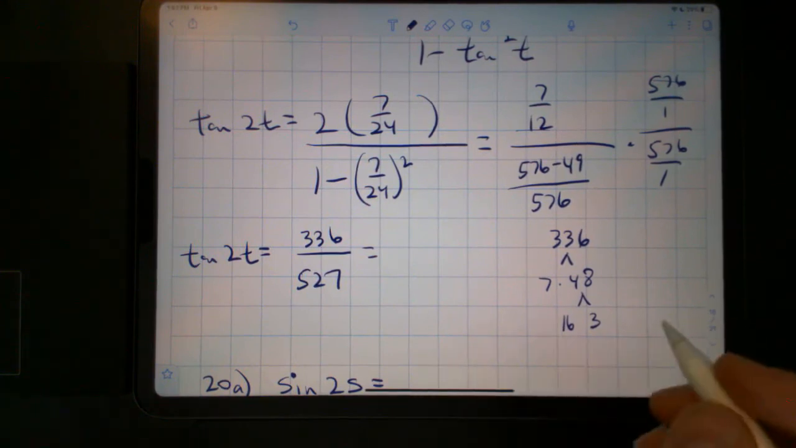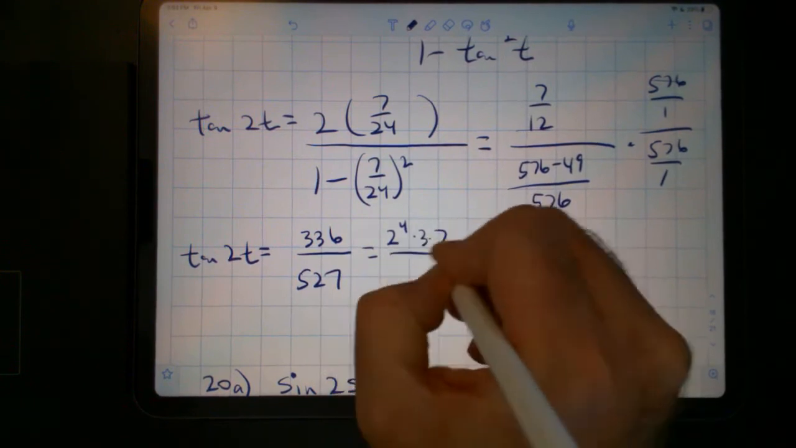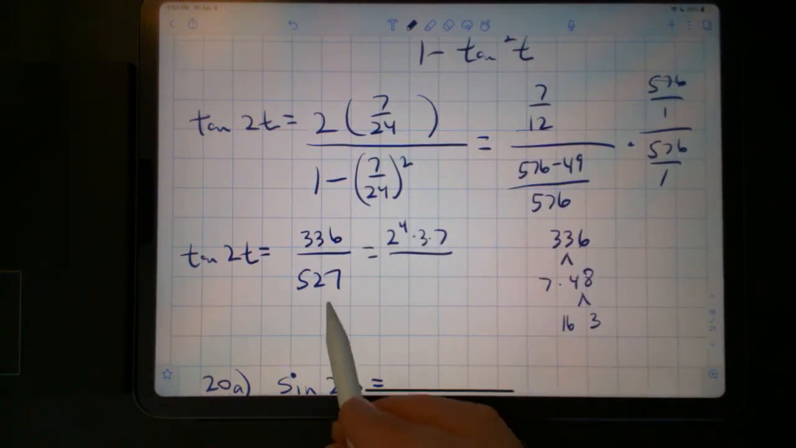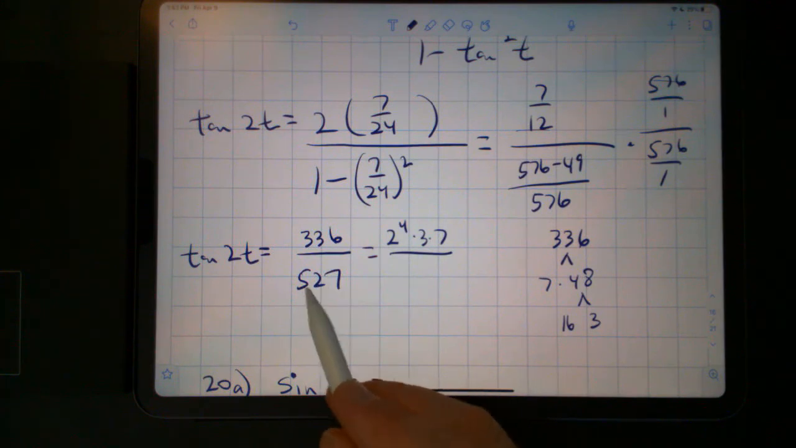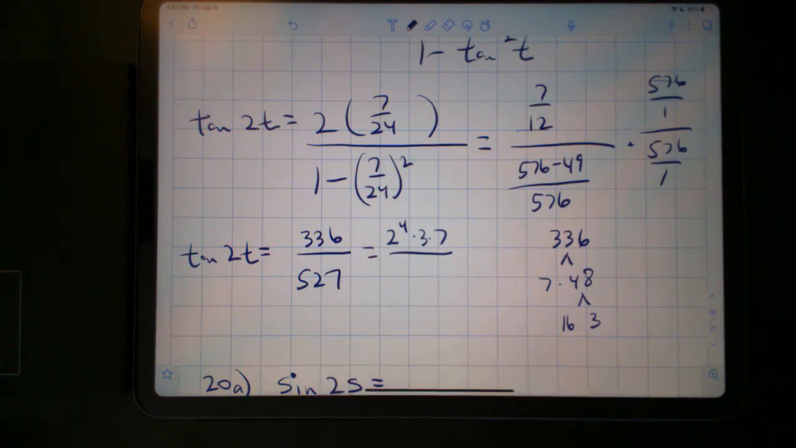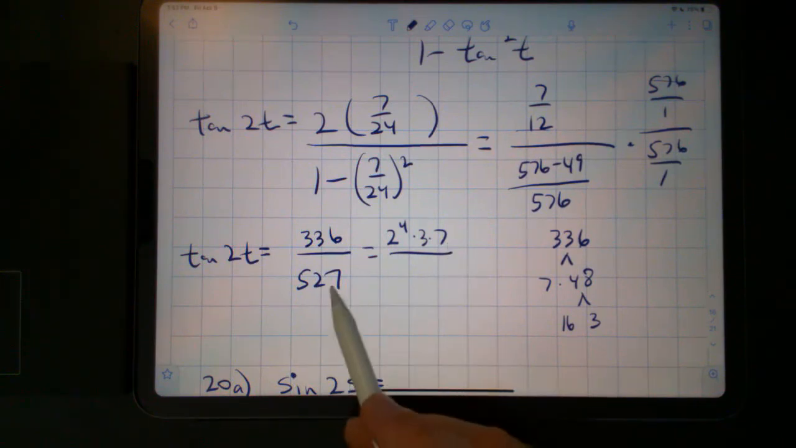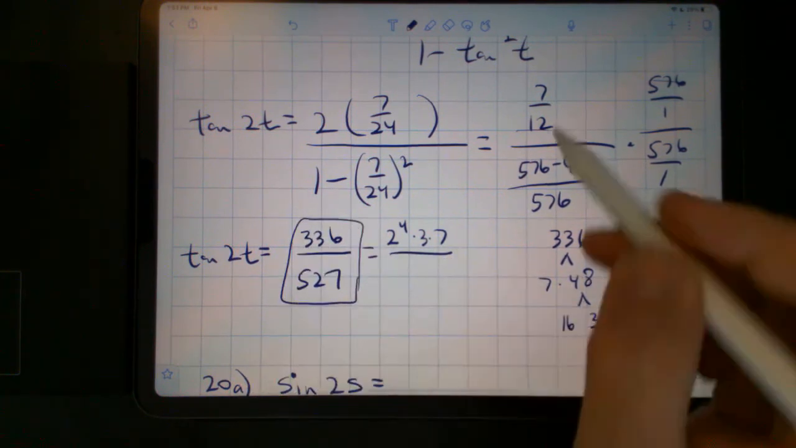So 336 is going to be 2 to the 4th power times 3 times 7. Your denominator is not divisible by 2. Your denominator is not divisible by 3 because 5 plus 2 plus 7 is 14, and 14 is not divisible by 3. And it is not divisible by 7. Therefore, this cannot be simplified. That is the final answer.